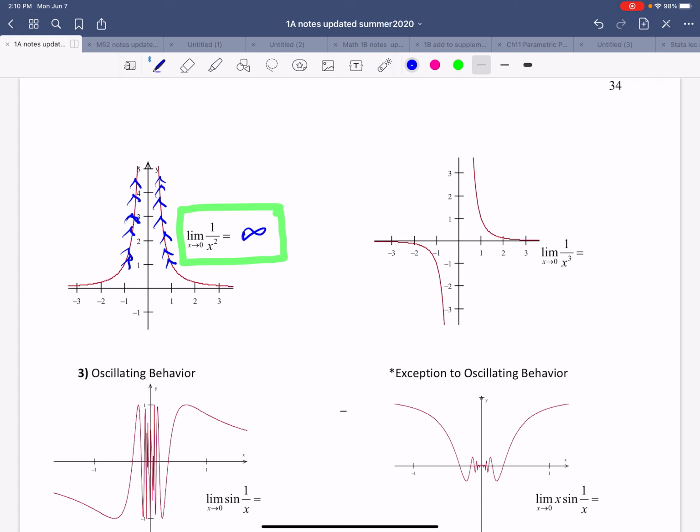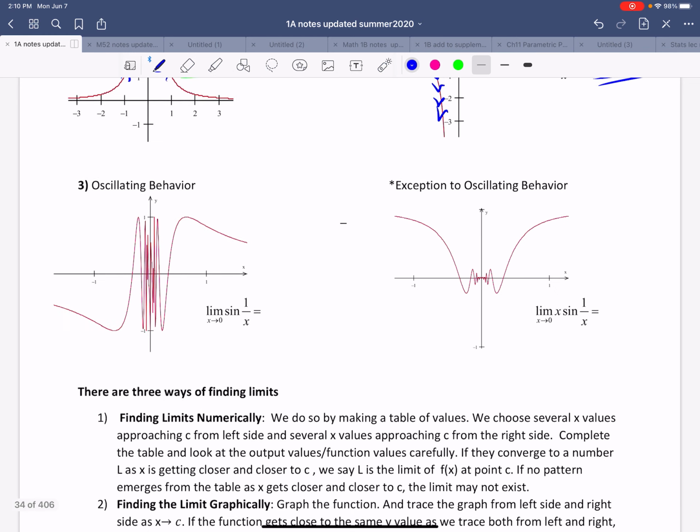Okay, next example, as I'm getting closer and closer to 0 from the left hand side, what's happening to my y values? Y values are going to negative infinity from the left side, positive infinity from the right side, and I would just say the limit does not exist.